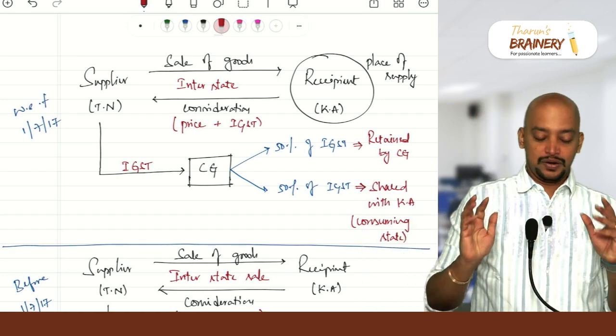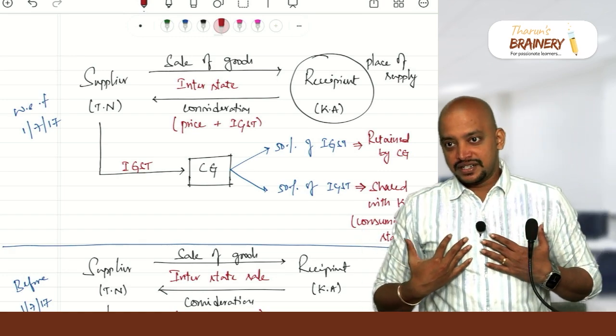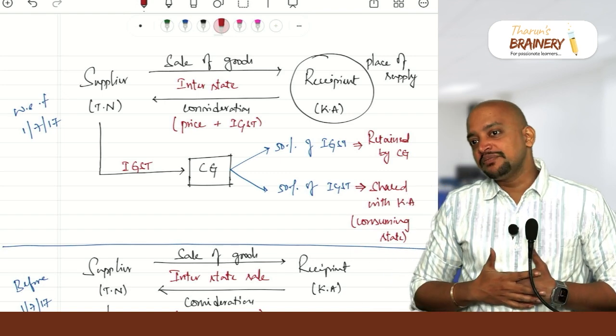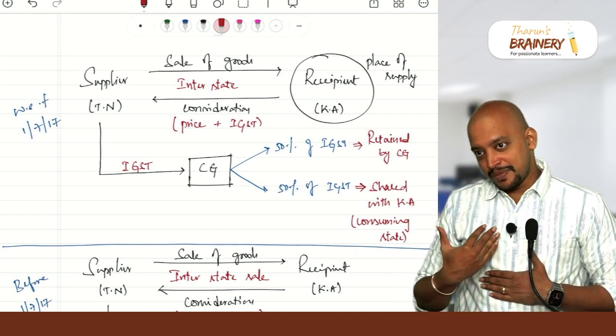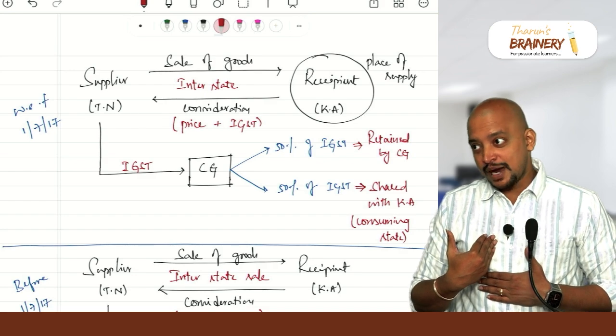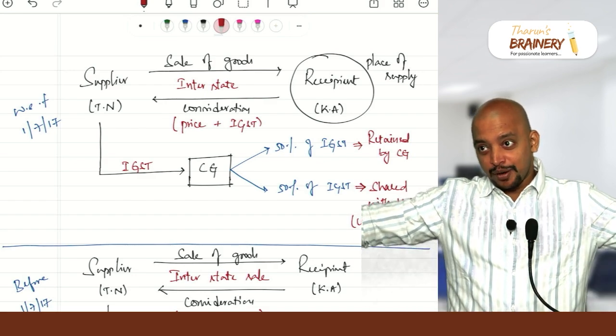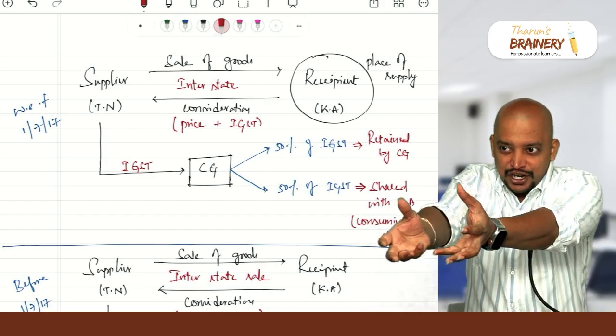states. Now, I am the central government. I gave you a promise. What does it mean? I should pay out of my pocket, correct? But what am I doing? I am collecting it from the people and I am giving it to you.